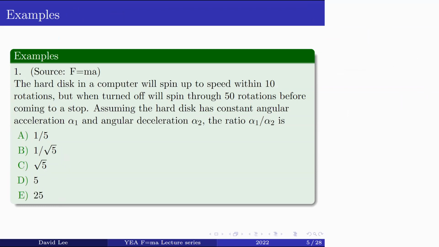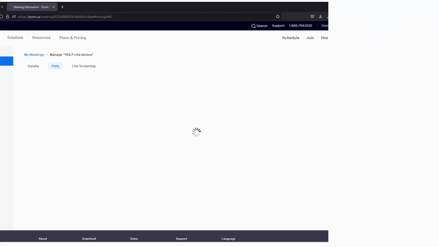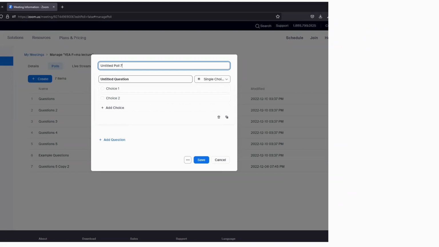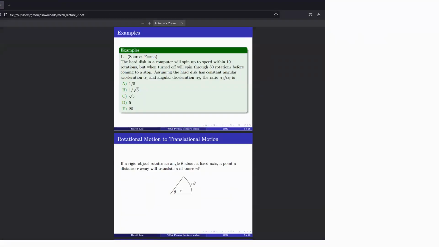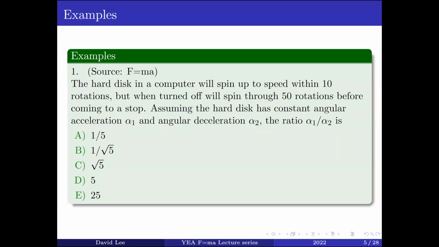Now let's try an example. As usual, I will start my poll. Oh no. Hold on. I'll give you a few minutes to work on this. Oops. I will try to fix this. All right, we're back. I'll give you a few minutes to work on this question, and feel free to ask any questions or send me your answers.